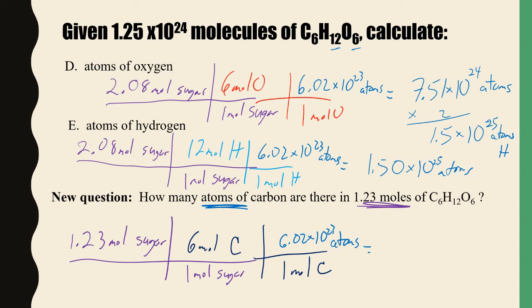And then 1 mole of carbon has 6.02 times 10 to the 23rd atoms. And that gives you... I didn't do this one. Hold please while I do that on my calculator real quick. So 1.23 times 6 times 6.02. I like to use the E23. And 4.44 times 10 to the 24th. All right. So that's how you do those.